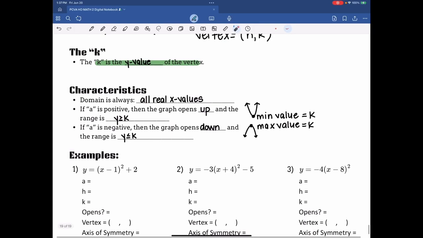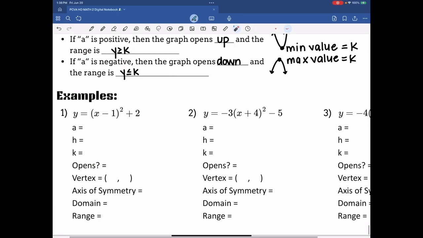So you can always graph these if you're able to in Desmos. But we can also look at vertex form and determine some things. So when I'm looking at this, I have an A value that's 1. So that means that it's positive, and since it's positive, that means that it's going to open upward.